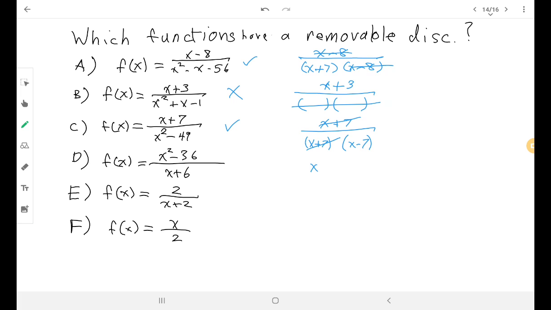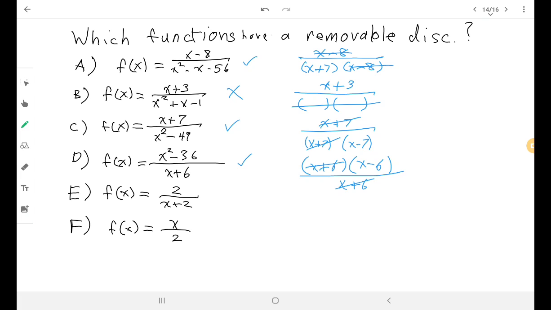Then I've got x squared minus 36. Well, this is a difference of squares, so it factors into the square roots added times the square root subtracted over x plus 6. The x plus 6s cancel, so we got a removable discontinuity there.